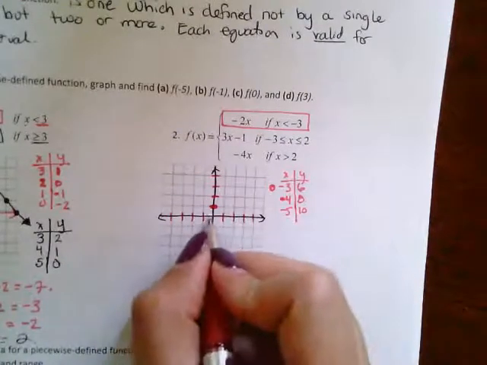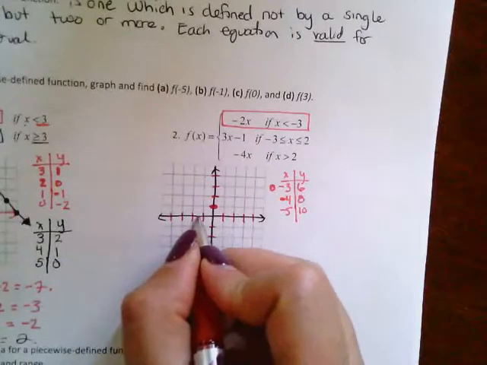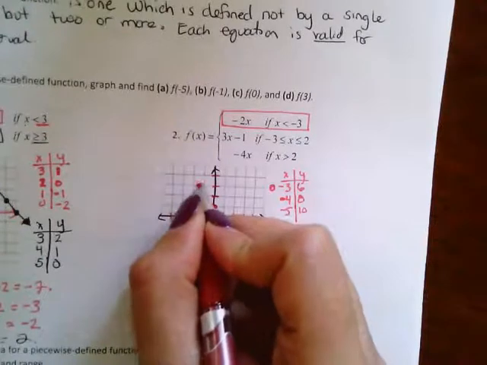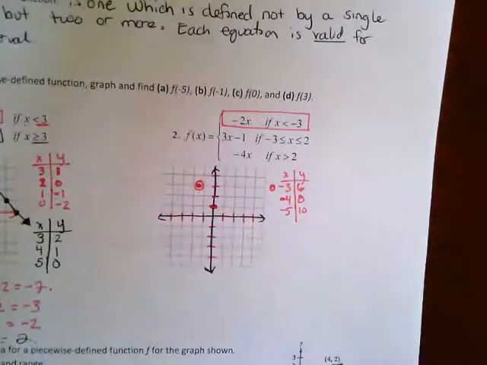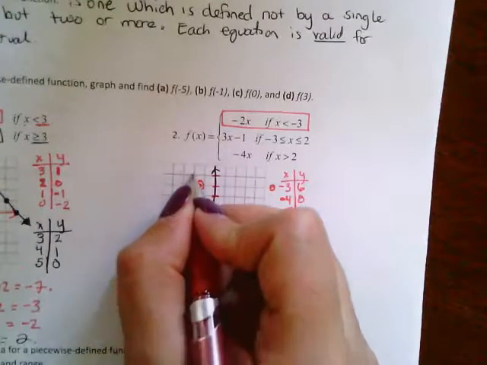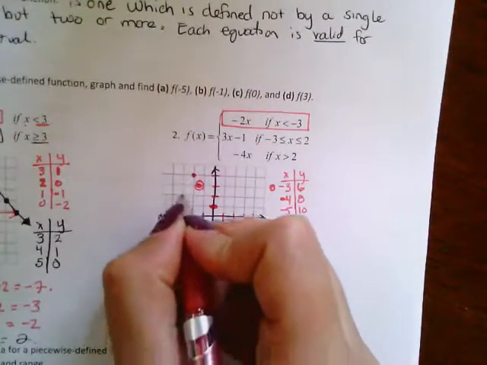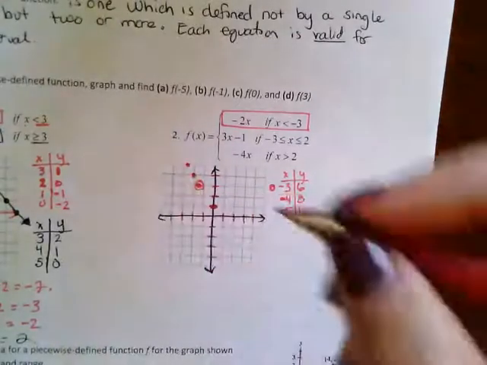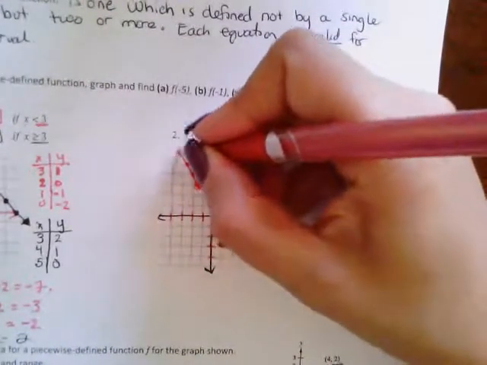So at -3, we are right there. And we're going to 6. So 2, 4, 6. Oops, sorry. That should have been an open circle. At -4, we are going to be at 8. And at -5, which is right there, we're going to be at 10. So there's the first part of my graph.